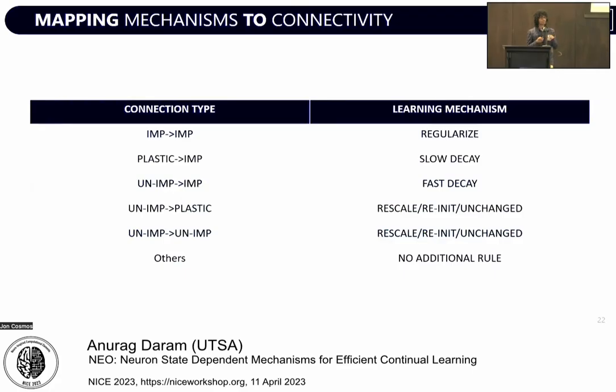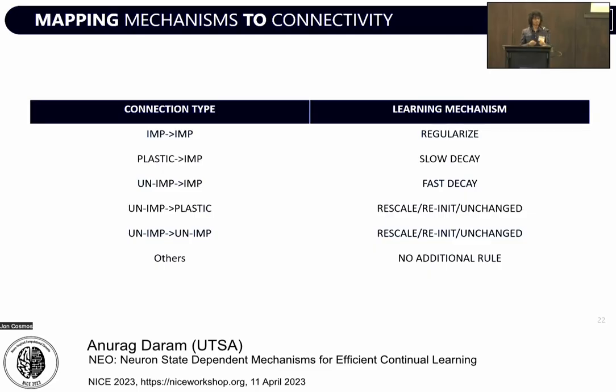So now we have 9 different types of connectivity or mappings for the 3 different states, right? Among these, I selected 5 different connection types which are important and decided to have a different learning mechanism to either protect that knowledge or make them plastic for learning new tasks.